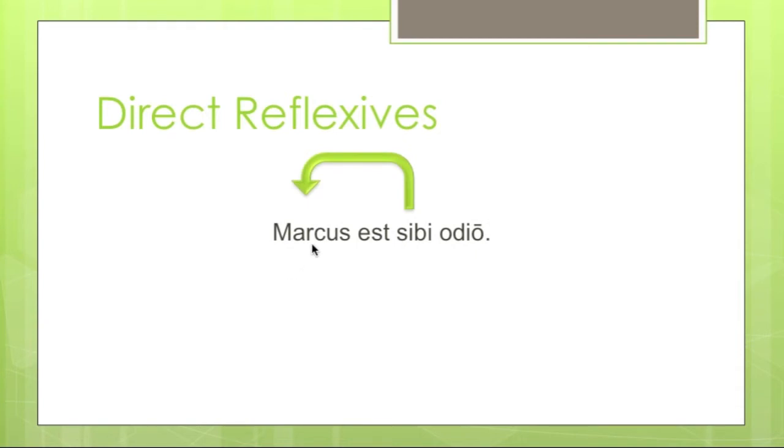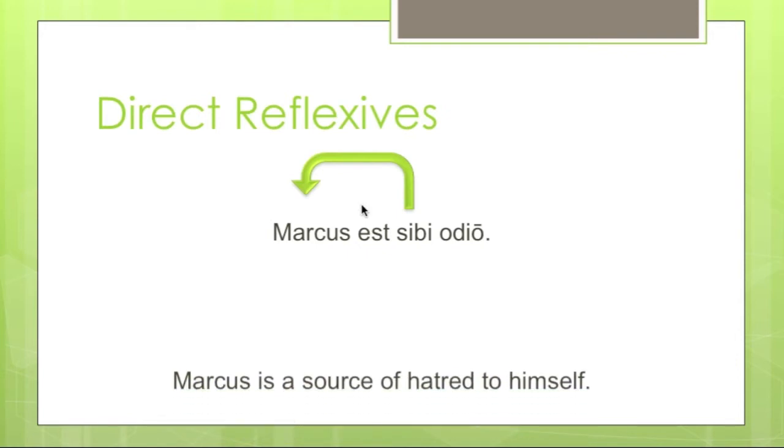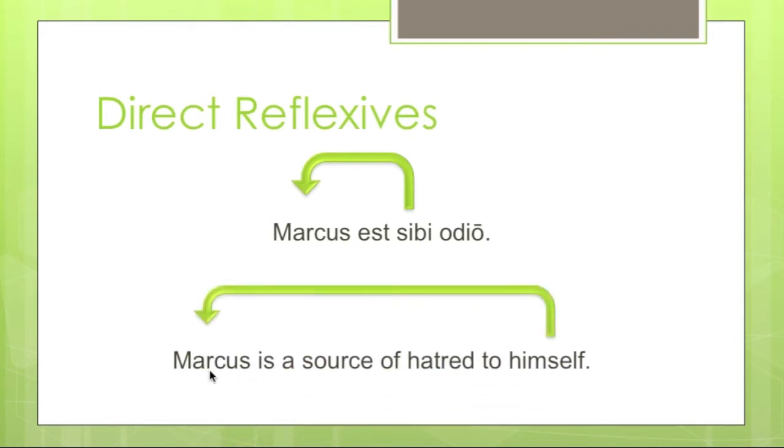Here's another example. Marcus sibi odio est. Marcus is a source of hatred to himself. Again, the sibi is referring back to the subject Marcus. And in English, that would be Marcus is a source of hatred to himself. Again, we'd use himself to refer back to the subject. These are, again, examples of direct reflexives.